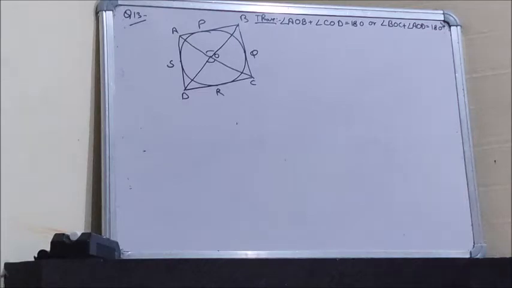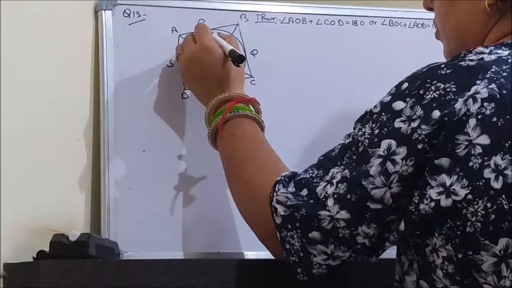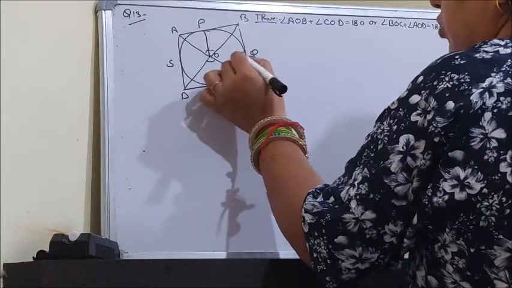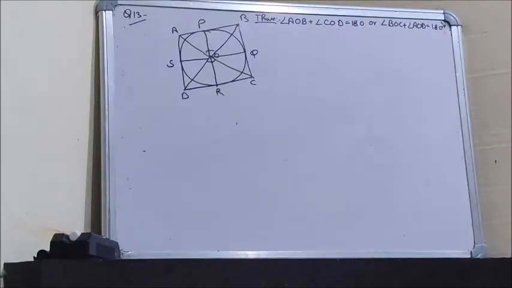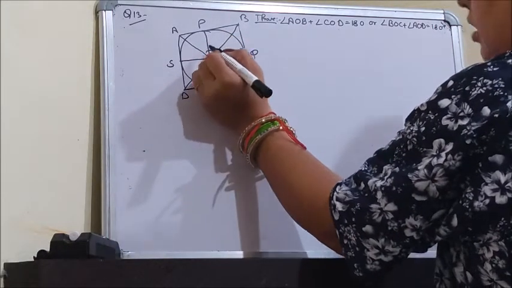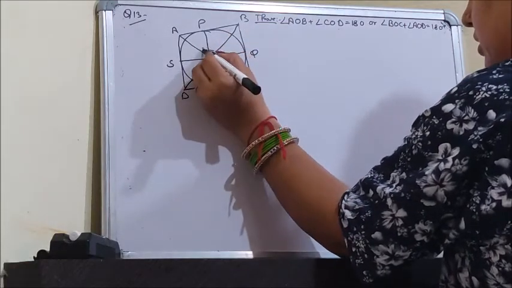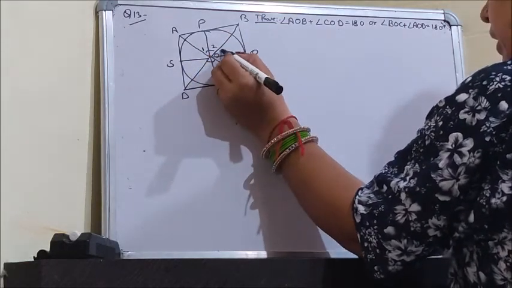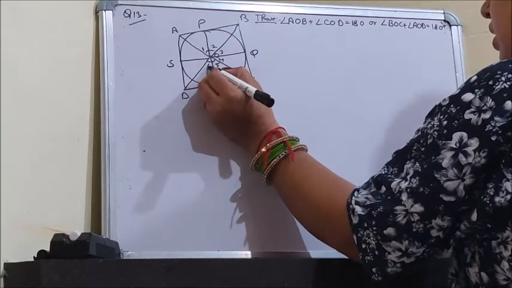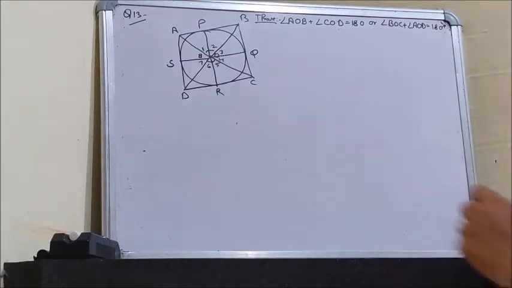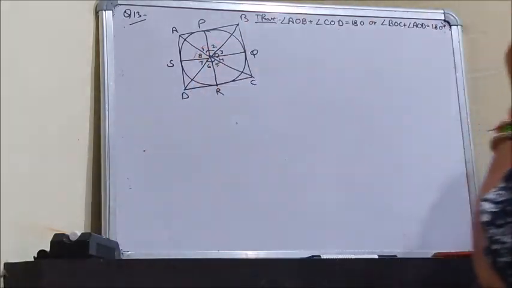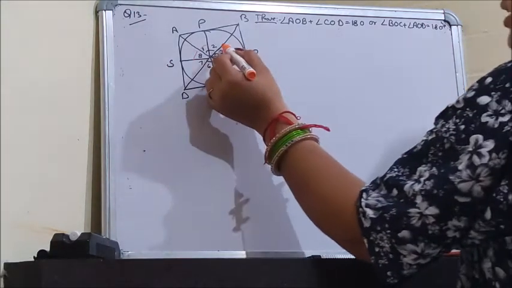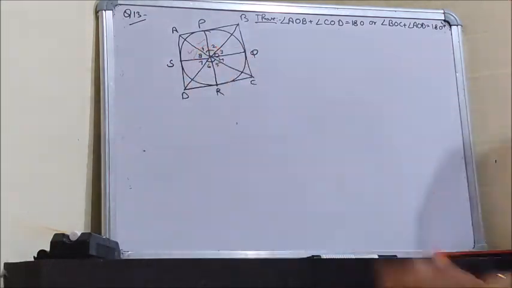So what we will do here, first of all, we will join these points of contact. These will be 90 degrees. Now, first of all, let me name all these angles. This is angle 1, angle 2, angle 3, angle 4, angle 5, angle 6, angle 7, angle 8. Now we will prove that these two angles are equal. Similarly, these two angles are equal by proving this triangle and this triangle congruent.